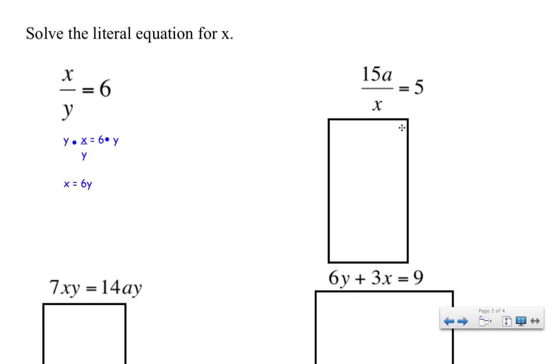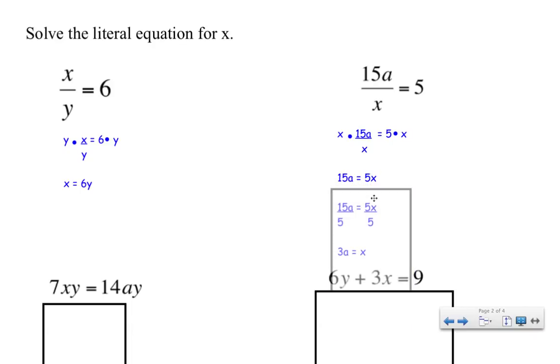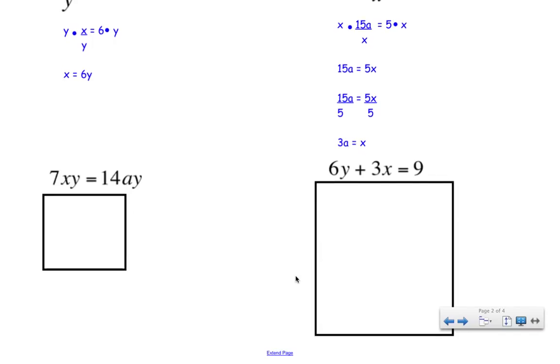Now over here, this one tends to get a lot of people. They get really confused. You know, Mrs. Renfrey, the x is on the bottom. Well, no need to worry. If you don't like it there, we can solve that. So what I'm going to do first is multiply both sides by x. These x's divide to be 1. That leaves me 15a on the left side and 5x on the right side. So now, again, I'm trying to get x alone, so I'm going to divide both sides by 5. And I get 3a equals x.